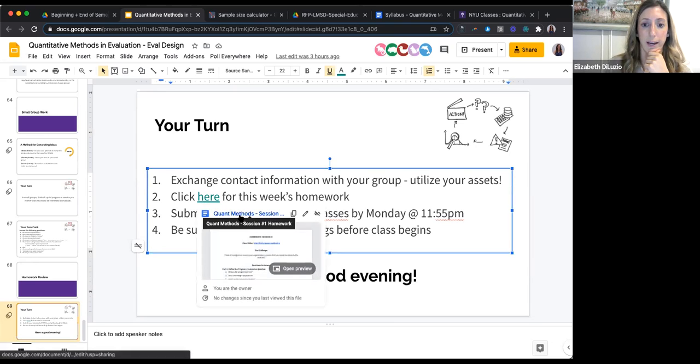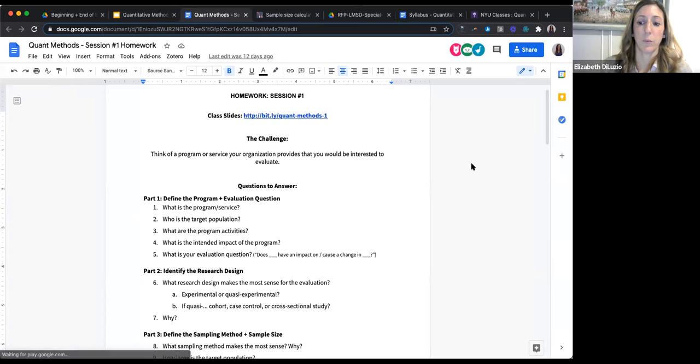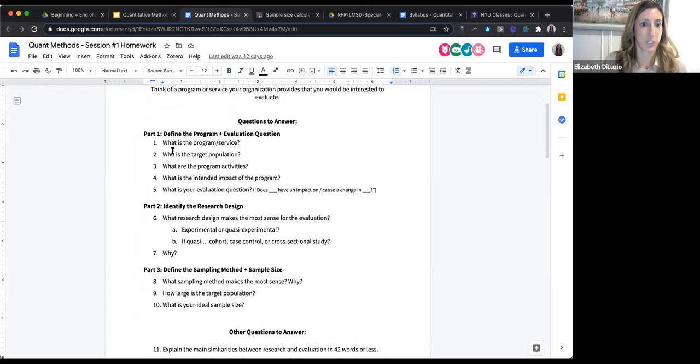So just to take a quick look at our homework. This is the format of it. What I do, as I shared with you earlier, is talk about concepts in class, give you an opportunity to practice as a whole class. If I was better timed, you would have time to practice in small groups, and then you would do the exact same thing for homework. And that's the design I'm using here. So my challenge for you is to think of a program or service your organization provides that you would be interested in evaluating. If you're not currently working, go with an old organization that you used to work for. Think of any program or service. If this isn't working for you, maybe think of a program or service that you participate in. And then I have the questions outlined to answer.